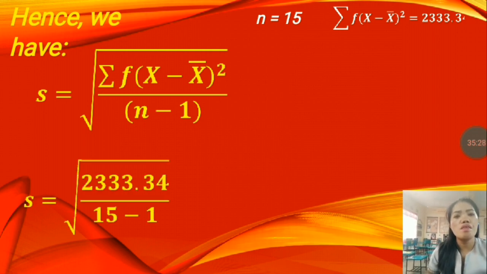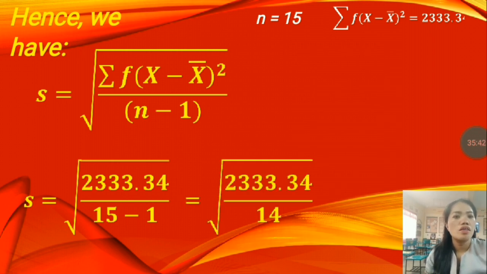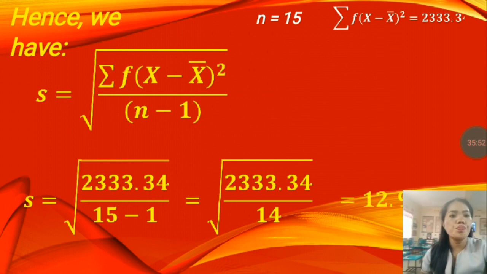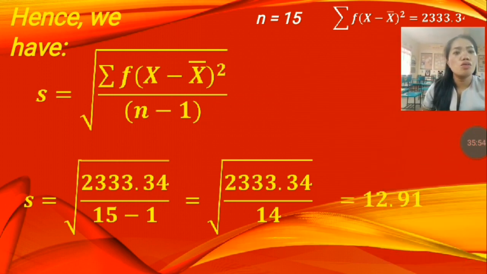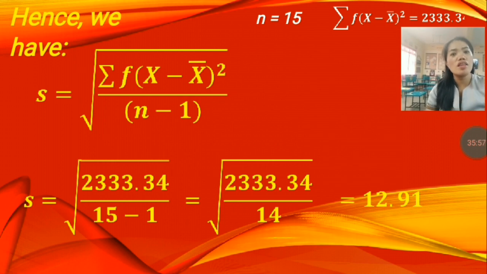So you have here the sample standard deviation is equal to the square root of 2333.34 all over 15 minus 1. So you have the square root of 2333.34 divided by 14, and then you got 12.91. So that is our sample standard deviation.